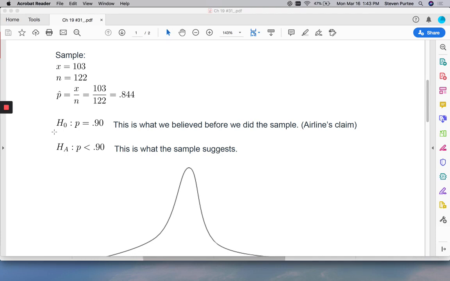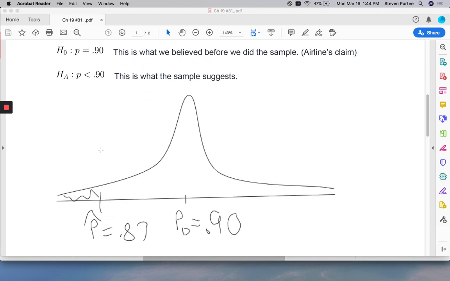So our hypotheses, remember the null hypothesis is always P equals some number, P naught. So the airline claims they return 90%. Our sample says, nope, it's actually less than 90. So our alternative hypothesis is P is less than 90%.